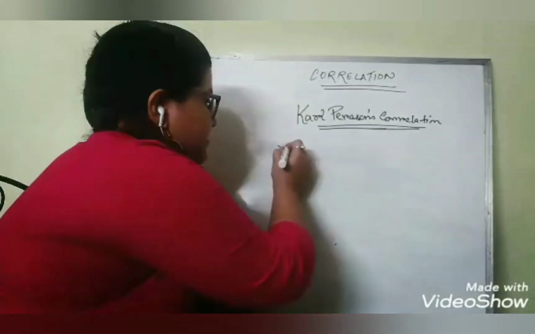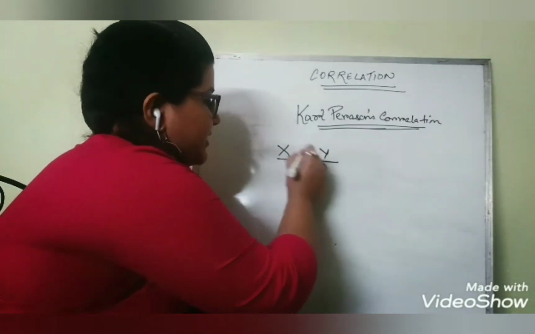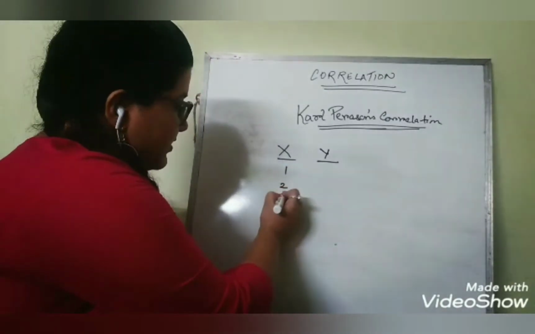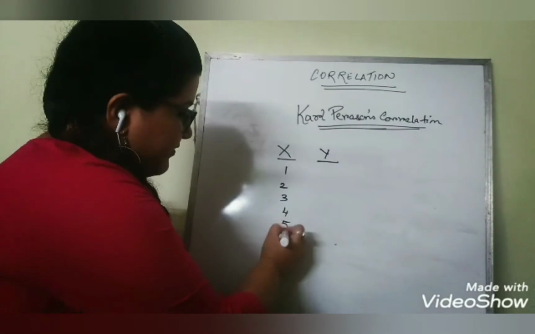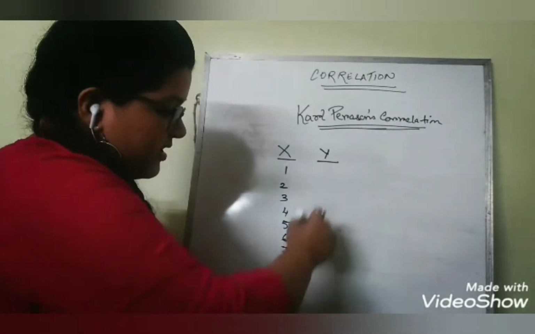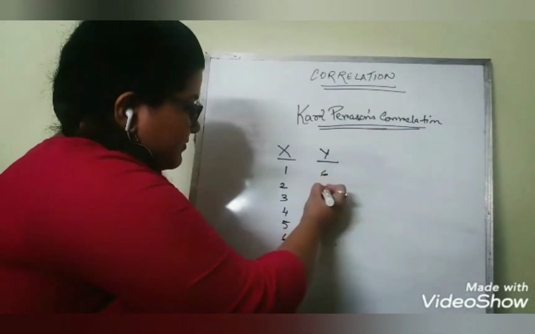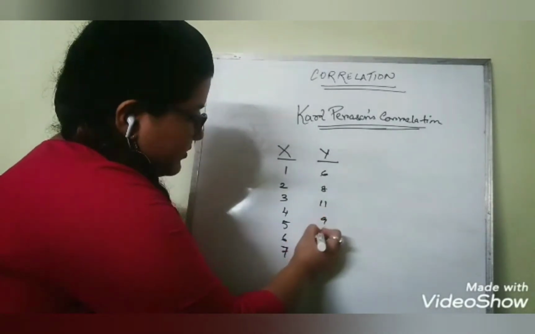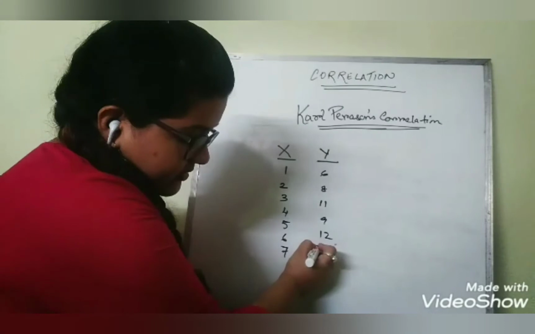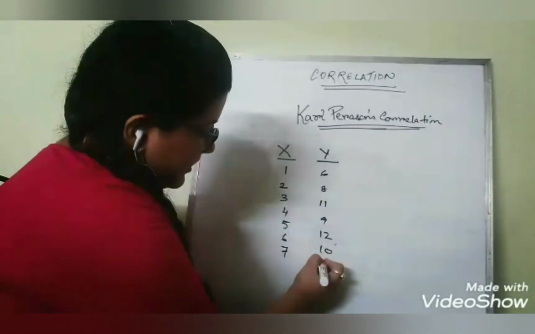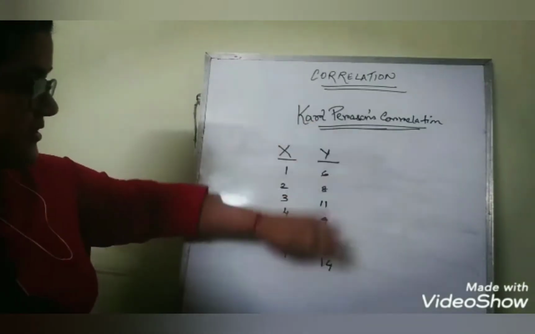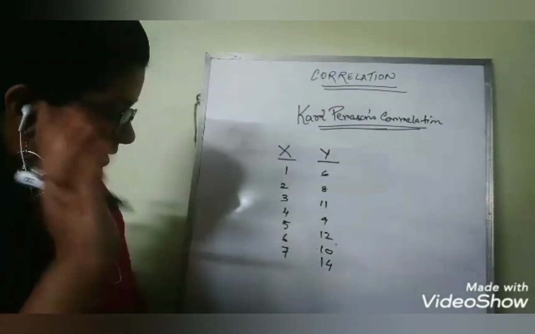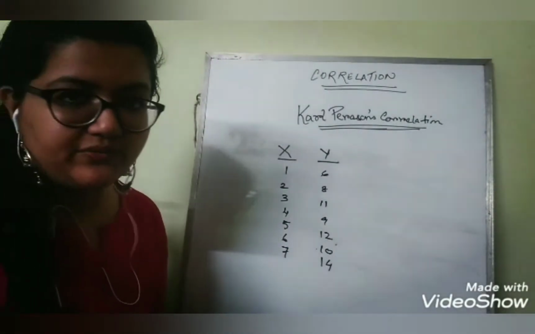So here is x and y, variable x and variable y. The numbers are, for example, 1, 2, 3, 4, 5, 6, 7. And for variable y, it is 6, 8, 11, 9, 12, 10 and 14. So this is the question. Okay. So now we have to find out the R, that is your correlation coefficient.